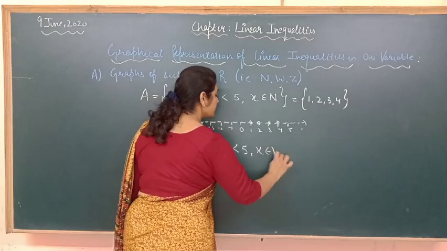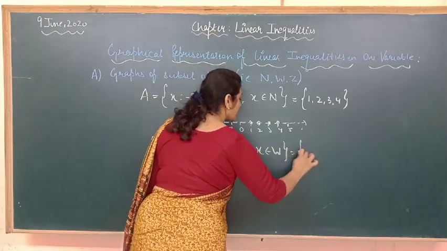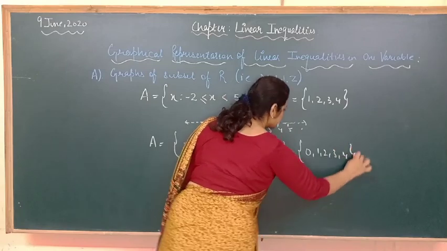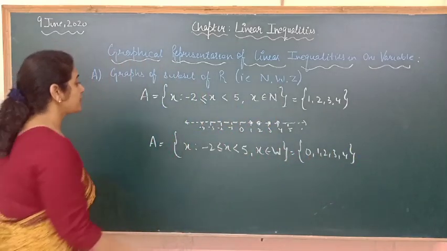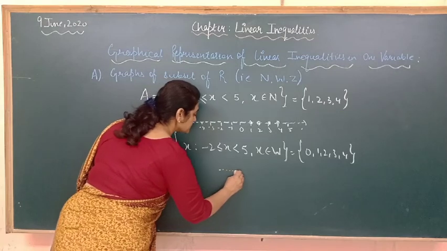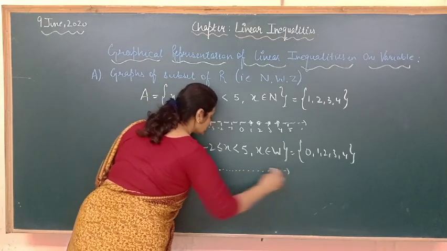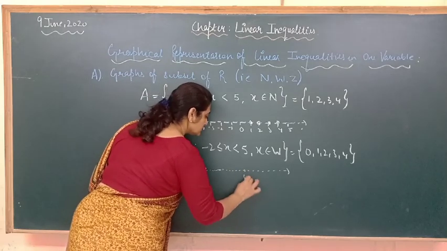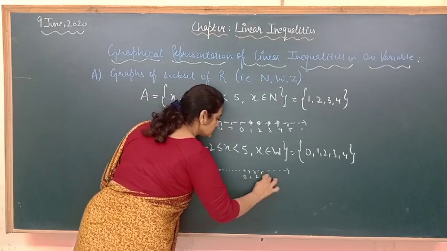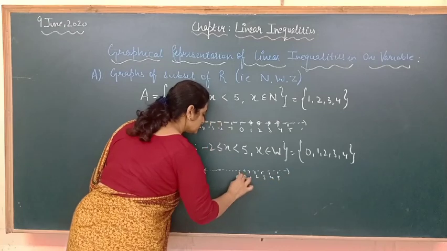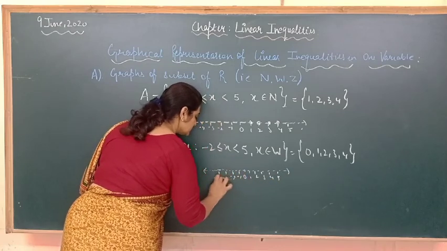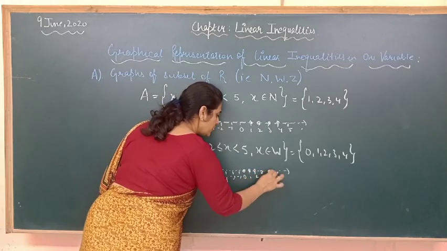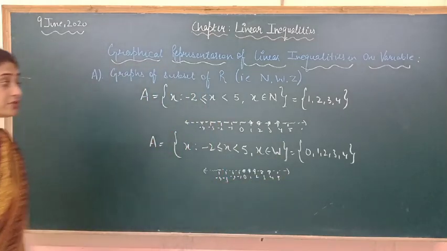If suppose the same example, x belongs to whole numbers, what will happen? The whole numbers start from 0: 0, 1, 2, 3, and 4, because it is less than 5, not equal to 5. So 0, 1, 2, 3, 4. This is how I am going to represent it.